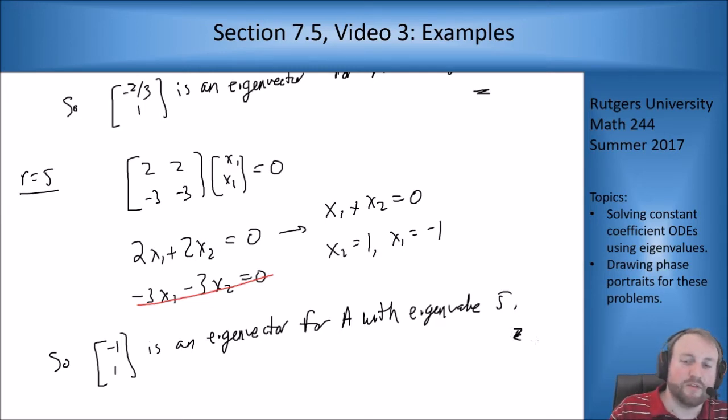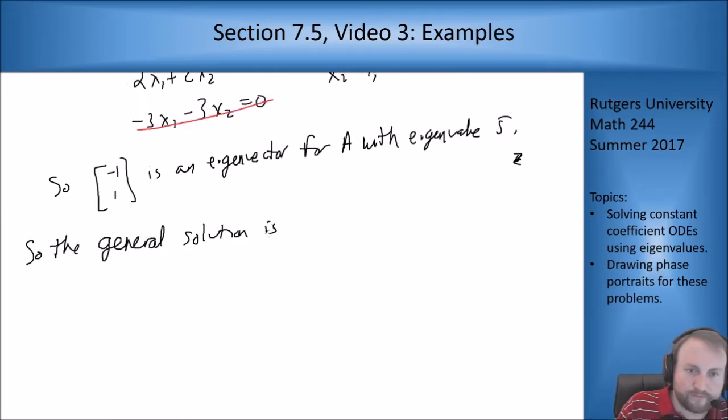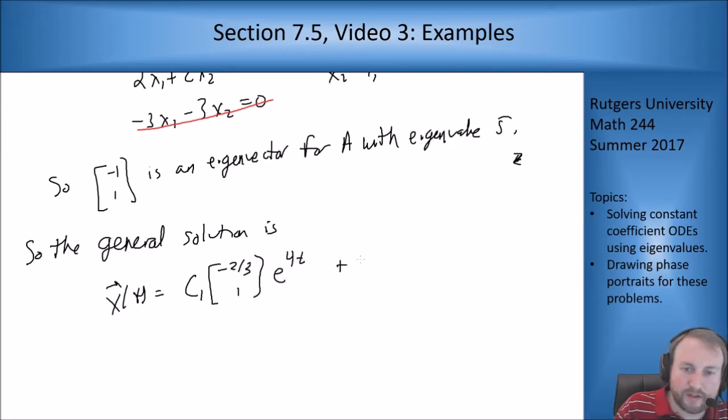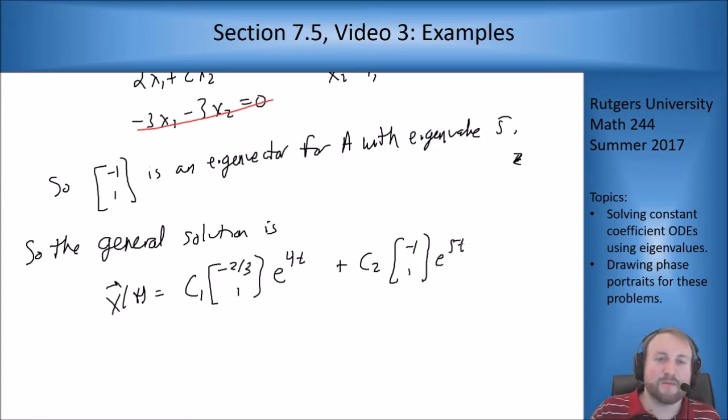So now I can write my general solution. The general solution is x of t equals c1 times the vector (-2/3, 1) e to the 4t plus c2 times the vector (-1, 1) e to the 5t. I got that just by plugging in the eigenvectors and eigenvalues I found before.